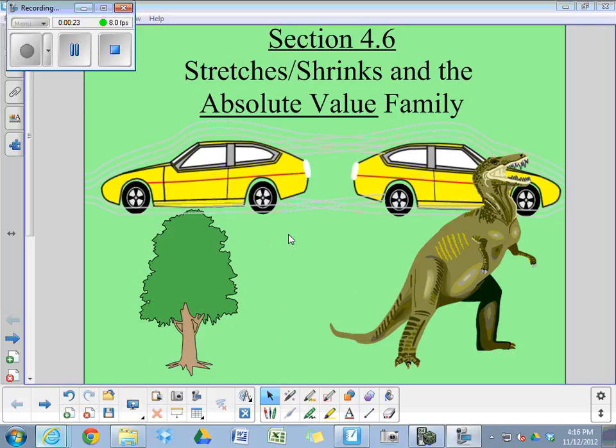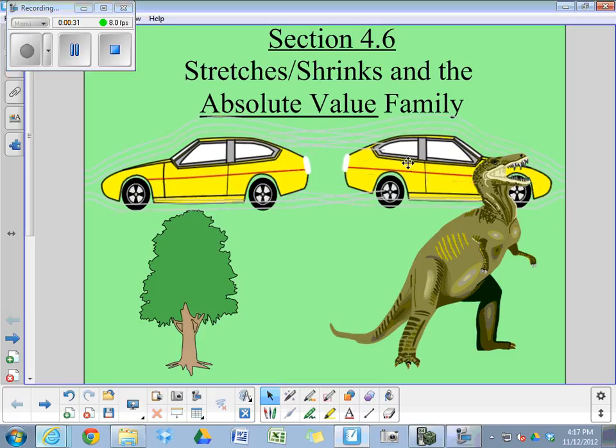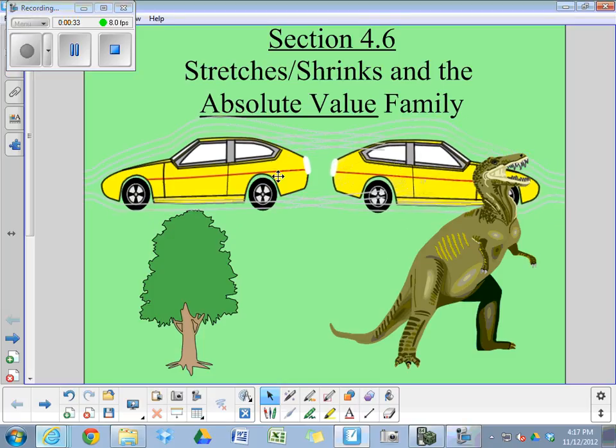With the yellow car that you see here, I found some nice lame clip art for this lesson. And this would be an example with the yellow car of a reflection. It's the exact same size, but it's flipped the other way. That was called a reflection.